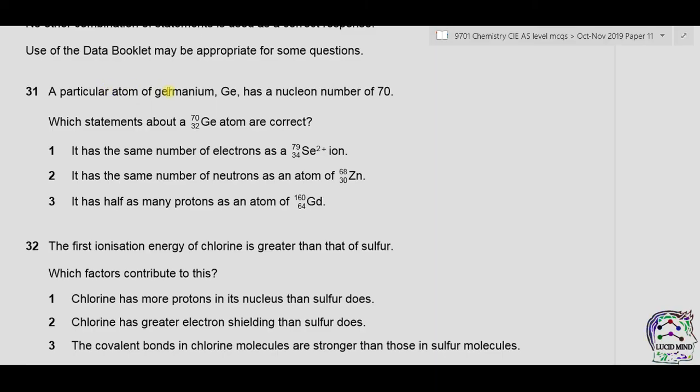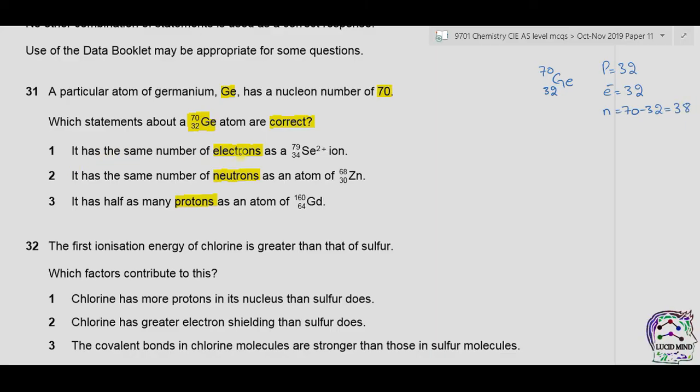Question 31. A particular atom of germanium has a nucleon number of 70. Which statements about the germanium atom are correct? In the first option, we have to find the number of electrons. In the second, we have to find the neutrons. And in the third, we have to find the number of protons. Germanium is given as 70 and 32. Now the number of protons is 32. As there is no charge, the number of electrons is also 32. And the number of neutrons is equal to 70 minus 32, which becomes 38.